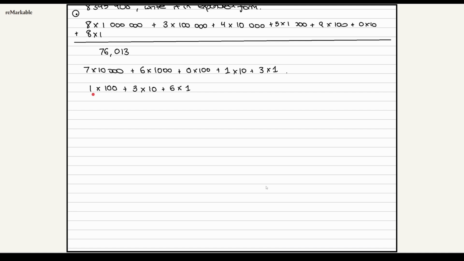So 1 times 100, we know that's 100. What's 3 times 10? That's 30. And what about 6 times 1? That's just 6. So 100 plus 30 plus 6, that's a fairly easy sum. So we know that's 136. And there we go. So the compact form of this number is 136, but the expanded form of it is 1 times 100 plus 3 times 10 plus 6 times 1. That's not too bad, right?